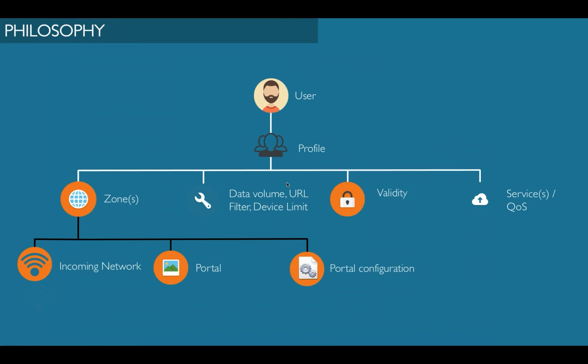Just to show you a whole example, the customer connects with username and password. He will be pushed into the profile employee. The employee profile will say, okay, employee has access to zone employee, for example. And then for this zone, I will show you an incoming network, a specific portal, and a portal configuration. And this is how the Utopia solution works behind the scenes.